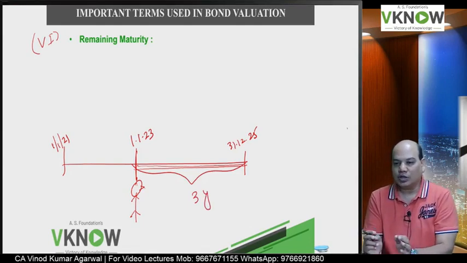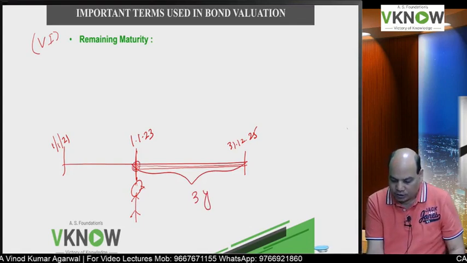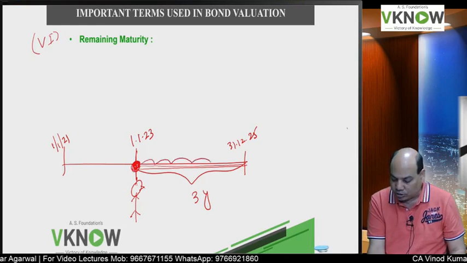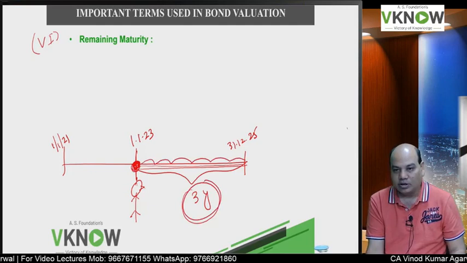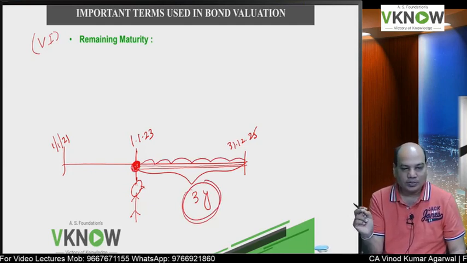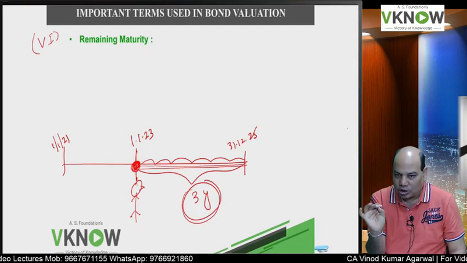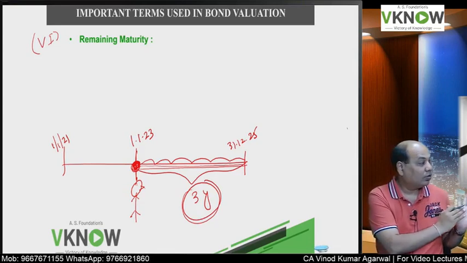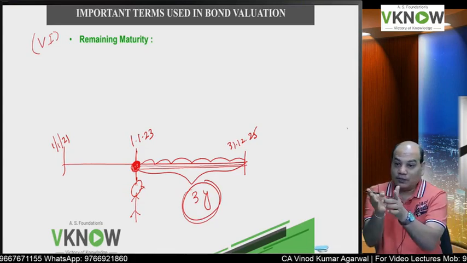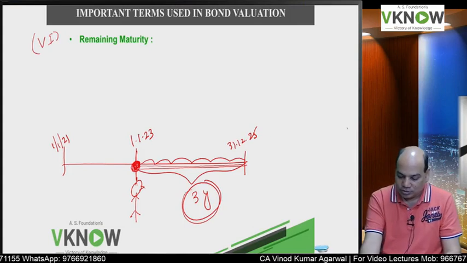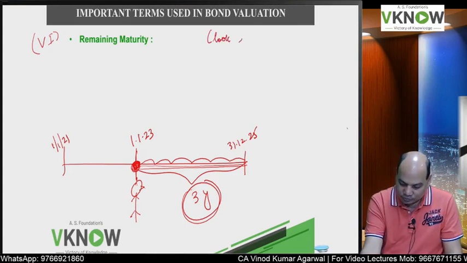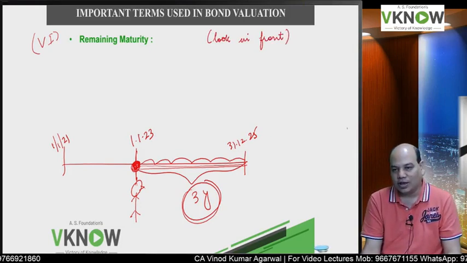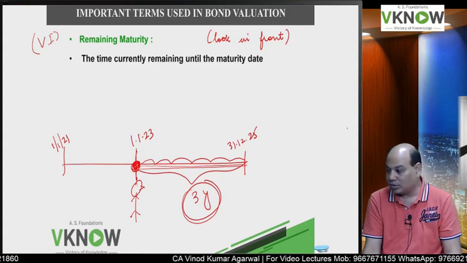And for all calculation purpose, if you have to find the value of the bond on 1st January 23, you will have to look how many years are remaining. 3 years are remaining. 3 cash flows are pending. Redemption will be after 3 years. So for all calculation, I will take 3 years. Don't look behind. Look in front. Okay. Only you have to look in front and accordingly do the calculation. That is the concept of remaining maturity.